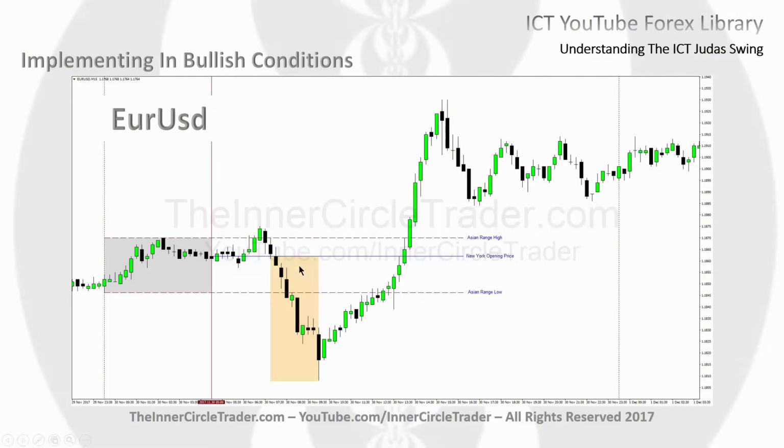We wait for a scenario where the Asian range is tripped by running the stops above the Asian range high. Okay, this is the first level of manipulation.